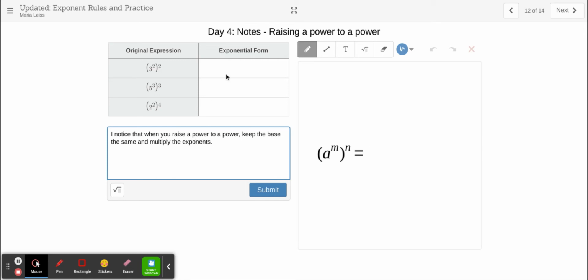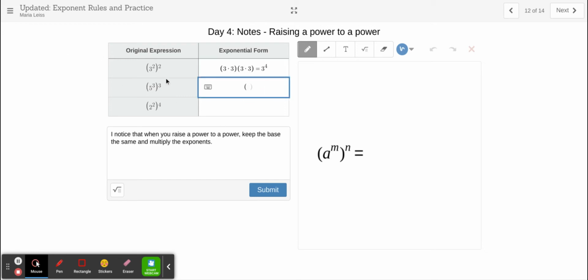And here's why. Inside the parentheses, I have 3 squared. If I expand that, what that looks like is 3 times 3. Now, this number outside the parentheses, this 2, means there's 2 of those groups. It means I'm going to do 3 times 3 twice. So I have another 3 times 3. Now you can look. 3, 3, 3, and 3. I have 4 3s, which means I have a base of 3 raised to the 4th power. Keep the base the same. Multiply the exponents.